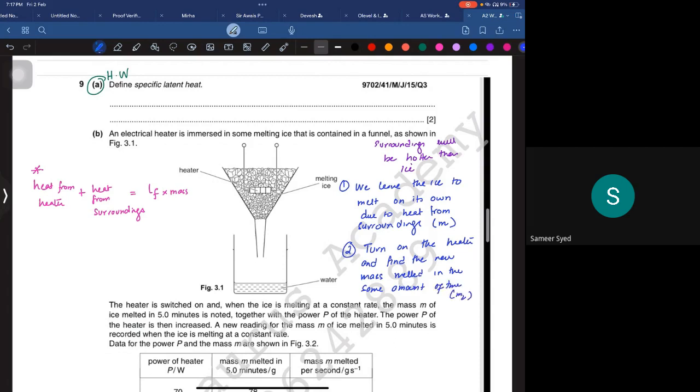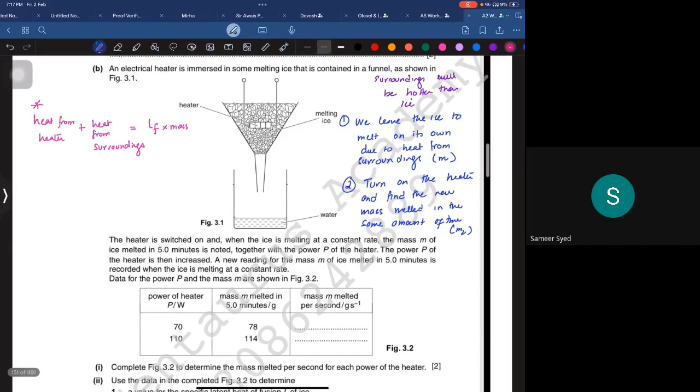Now we can figure out that mass melted by heater only would be equal to M2 minus M1, because the first one is the mass melted by the surroundings. The second one is the mass melted by heater and the surroundings. If you subtract those masses, that value is going to give you only the mass melted due to the heater. That's very simple.